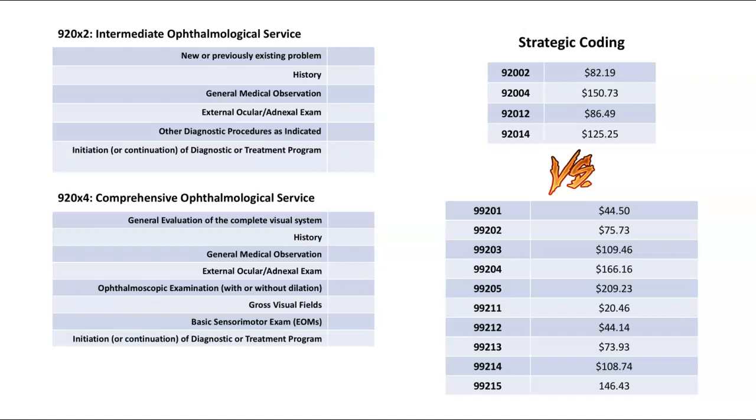So the strategic coding is a very interesting part of this sheet. What I've used here are the national average reimbursements for Medicare for this current year. So they might be off by a little bit by the time you've used it, but the ratios are pretty standard.